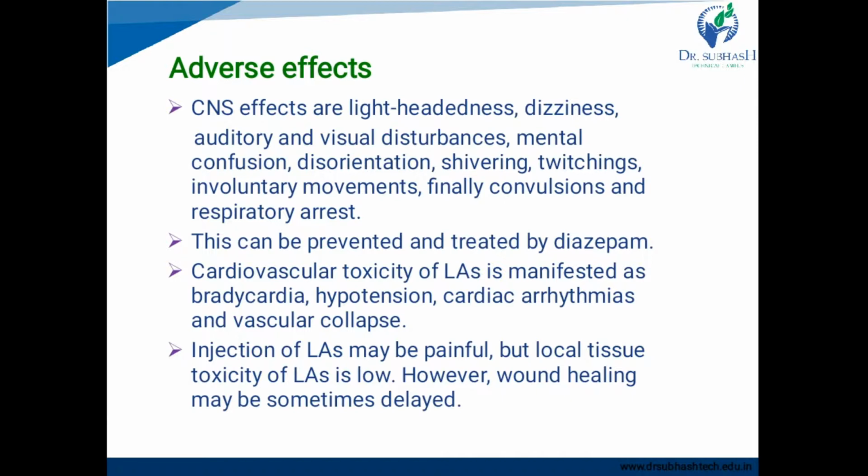So here CNS effects are lightheadedness, dizziness, auditory and visual disturbances, mental confusion, disorientation, shivering, twitchings, involuntary movements, finally convulsions and respiratory arrest. This can be prevented and treated by diazepam. Cardiovascular toxicity of local anesthetic is manifested as bradycardia, hypotension, cardiac arrhythmias and vascular collapse. So, it is the cardiovascular toxicity. Injection of local anesthetic may be painful, but local tissue toxicity of local anesthetic is low. However, wound healing may be sometimes delayed, right?